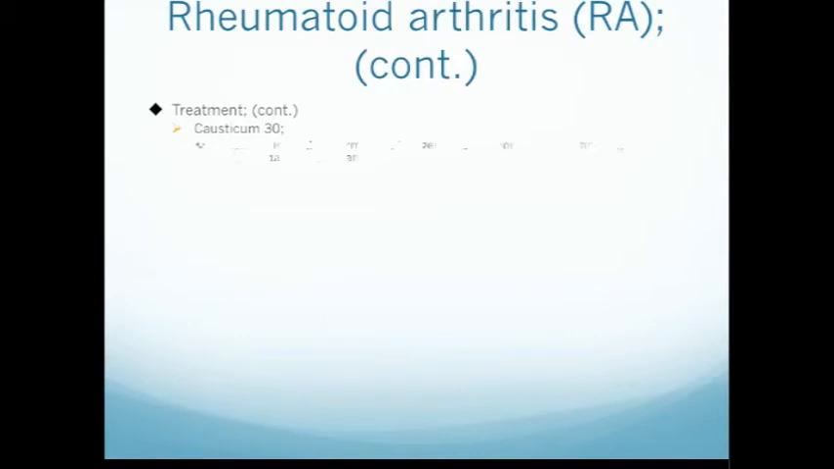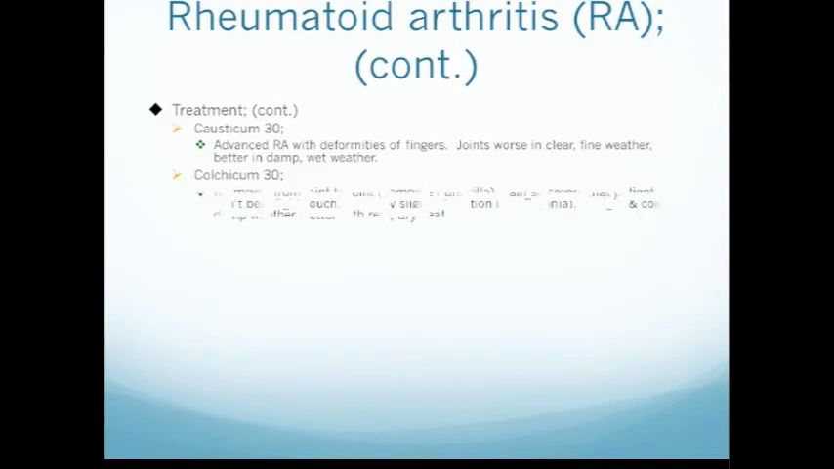Causticum 30 is good for advanced rheumatoid arthritis with the deformities of the joints and the fingers. The joints are worse in clear, fine weather, but better in damp, wet weather. Colchicum 30 is used to treat rheumatoid arthritis that moves from joint to joint.